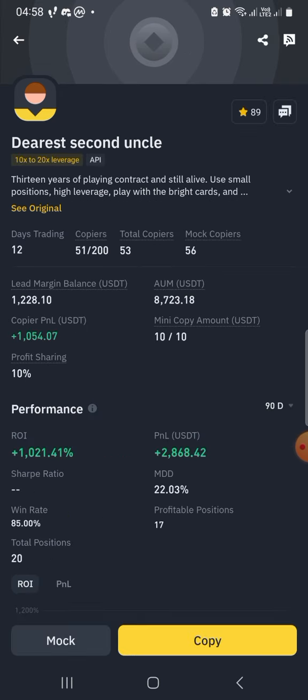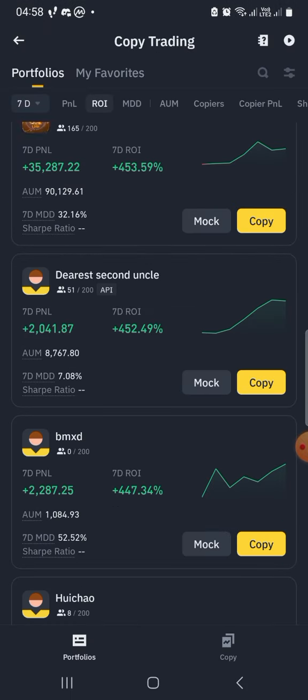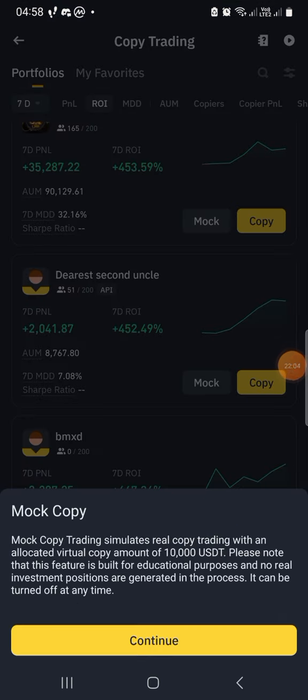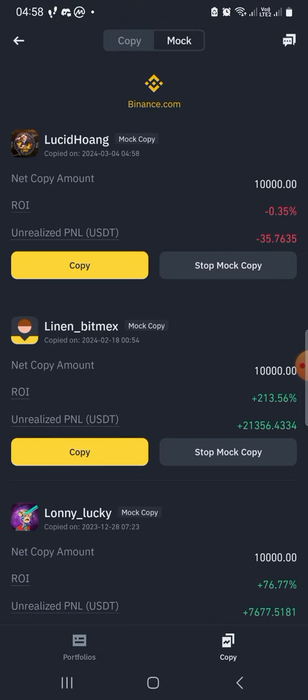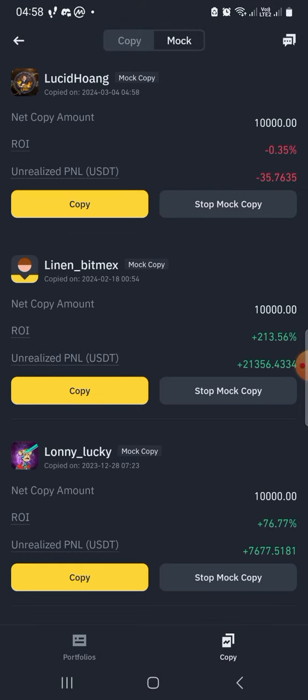Now when you come here and probably do not have enough funds, or you want to experiment, that is where you can use the mock trading option. When you click on the mock trading option, you can just mock copy the person. It means that you're not using real money, but it gives you an idea of how you would perform if you used real money.